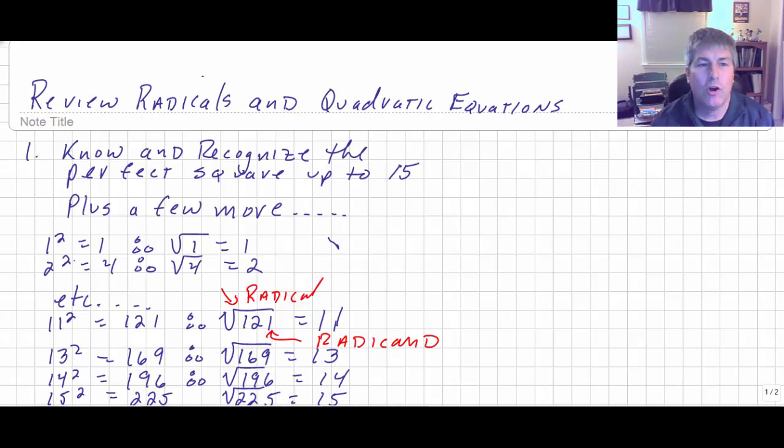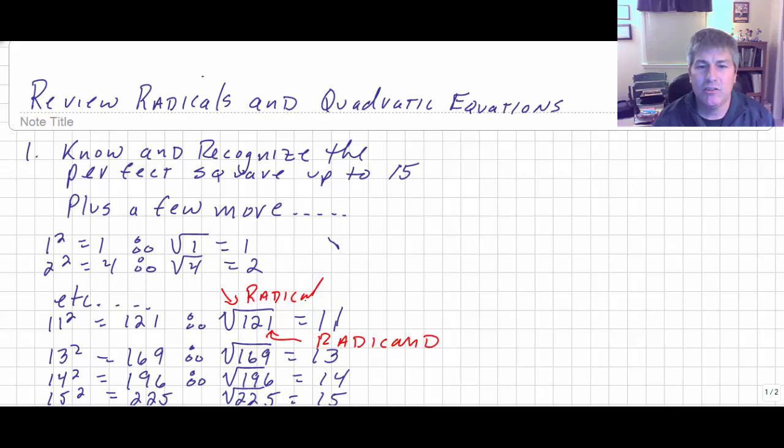So I'm going to ask you to memorize your perfect squares up to 15, plus maybe a few more of those. So recall that 1 squared is 1, and therefore the square root of 1 is also 1. And 2 squared is 4, therefore the square root of 4 is 2, and so on. So you should know those all the way up to 10. And then a couple extra ones. 11 squared, it's 121. 12 squared, you should know that one, that's 144. So the square root of 144 is 12.